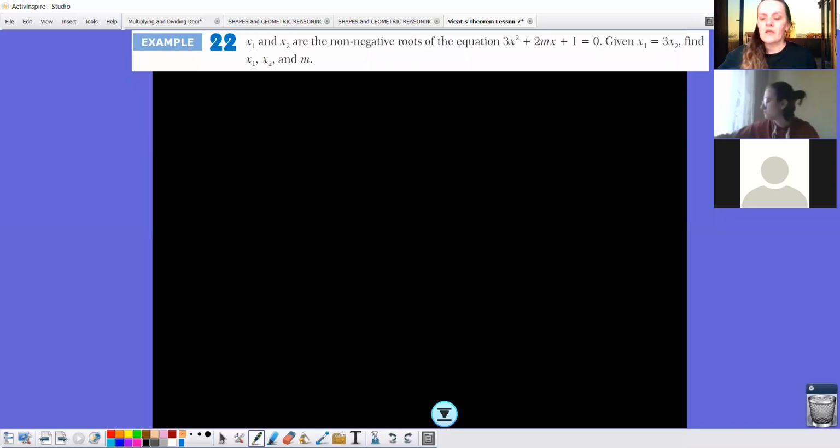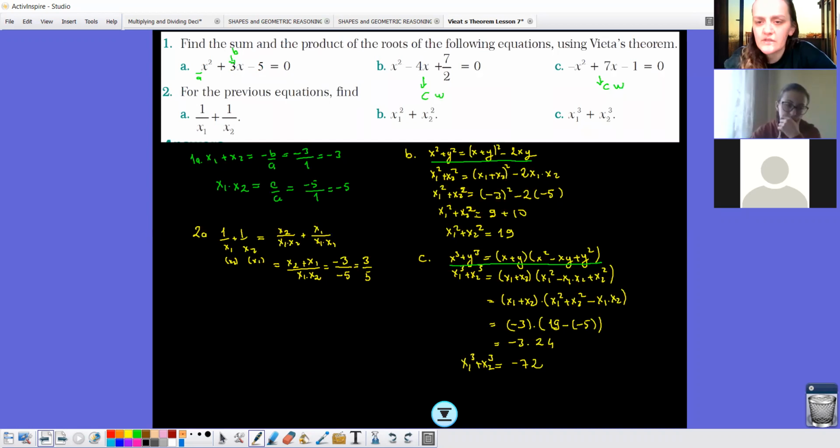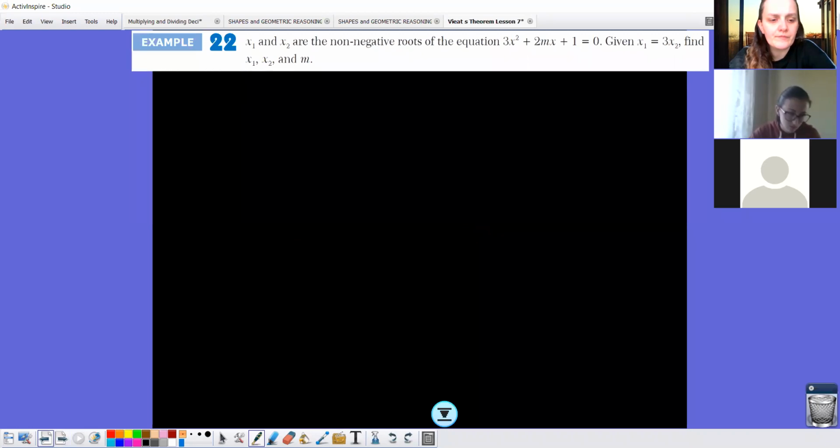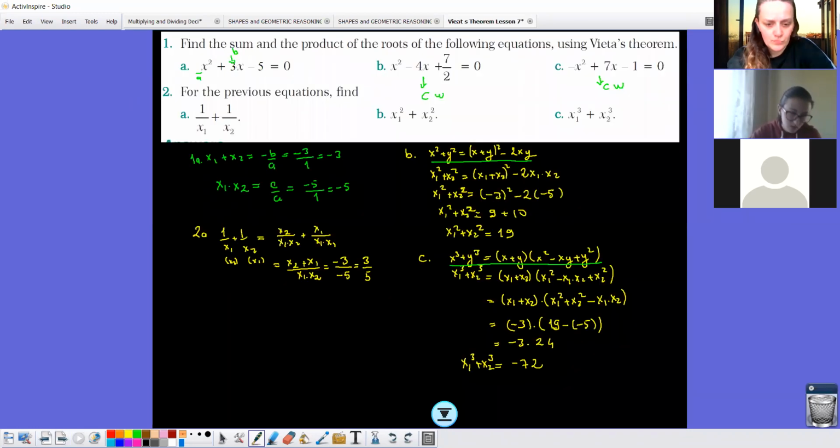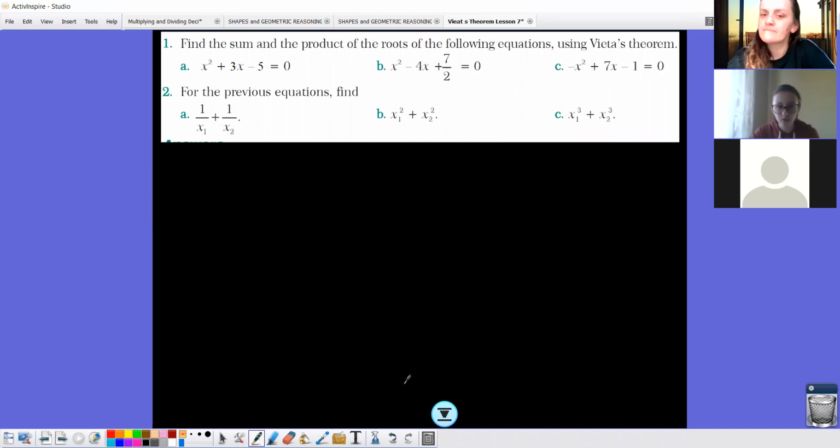Okay, no problem. I think with the Vieta's theorem, do you remember, as I remember, we solved these questions. Did we finish them? We started some of them. I think that we started C. We finished B. We started C, but teacher, we didn't finish all the steps.